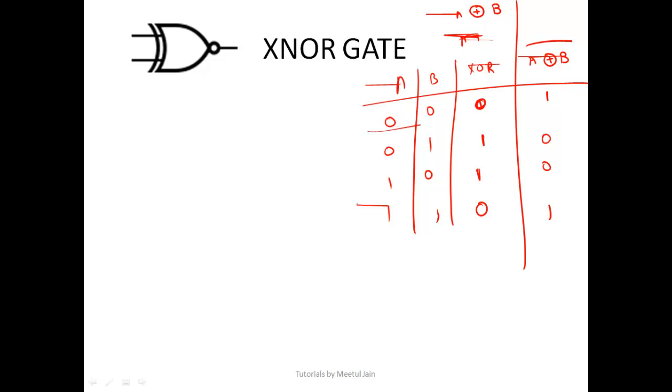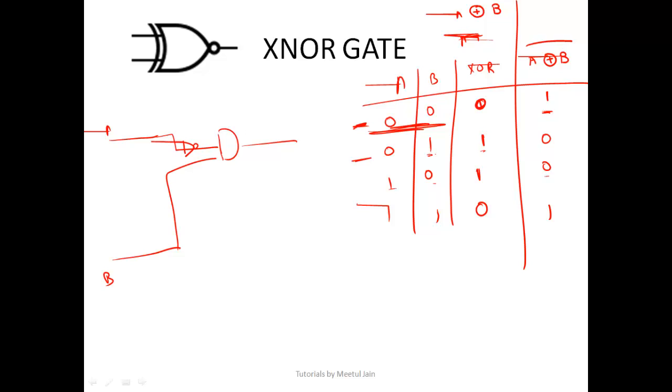Now we need to have, if both are the same, then the output should be 1. If both are different, then the output should be 0. Let's start by drawing A and B. Coming to the first condition, if A is 0 and B is also 0, the output should be 1. Again we can use any gate, so let me use an AND gate. If A is 0 and B is 1, the output should be 1. I can use the negation here: if A is 0, it will become 1 here, and B is already 1, so the output would be 1. If A is 1 and B is 0, the output should be 1 as well.